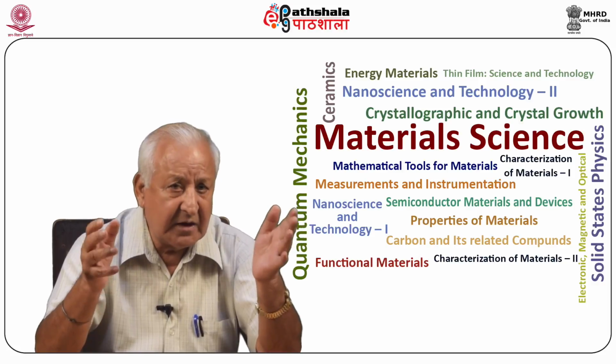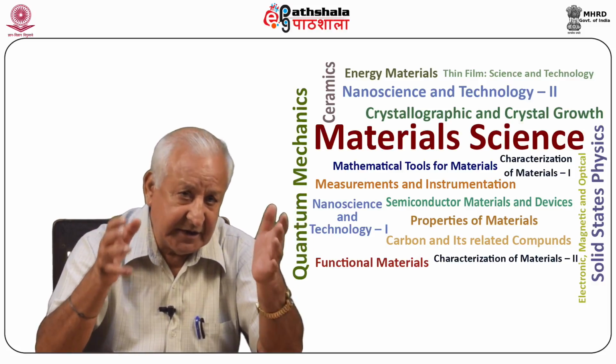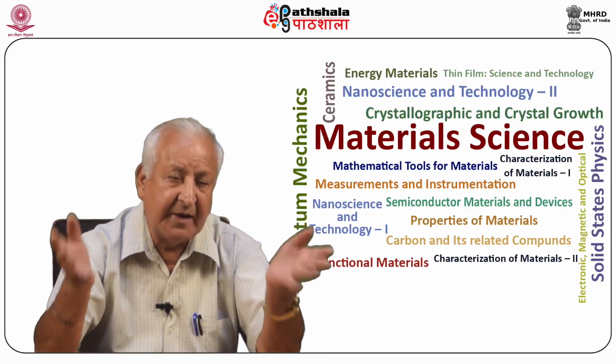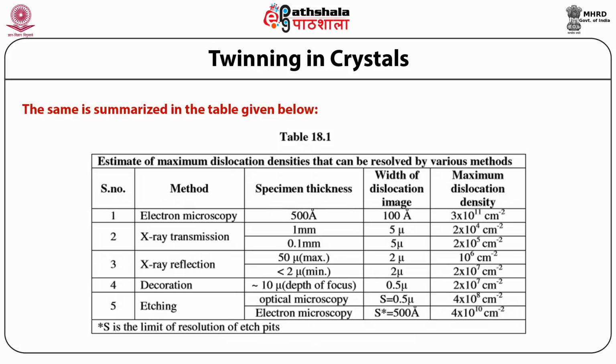All the techniques outlined above have their advantages and limitations. It would, however, be of interest to make a comparison. The same is summarized in the table given below, that is Table 18.1. It gives us an estimate of maximum dislocation densities that can be resolved by various methods. The first one is electron microscopy. Specimen thickness required is 500 angstroms. Width of dislocation image is 100 angstroms, and maximum dislocation density is 3 × 10^11 per square centimeter.